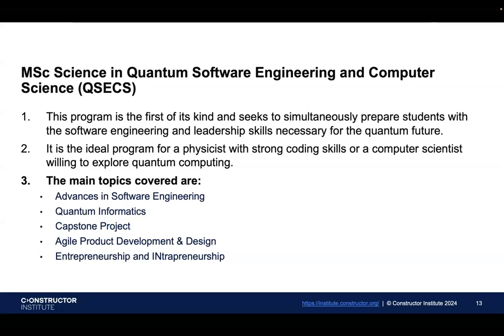In the case of the quantum software engineering and computer science, I talked a little bit about it, but essentially half of the credits are on quantum informatics and the quantum part. That includes also the thesis that is supposed to be on the quantum part, right? The capstone project is what I was just describing before. Excuse me. Next.